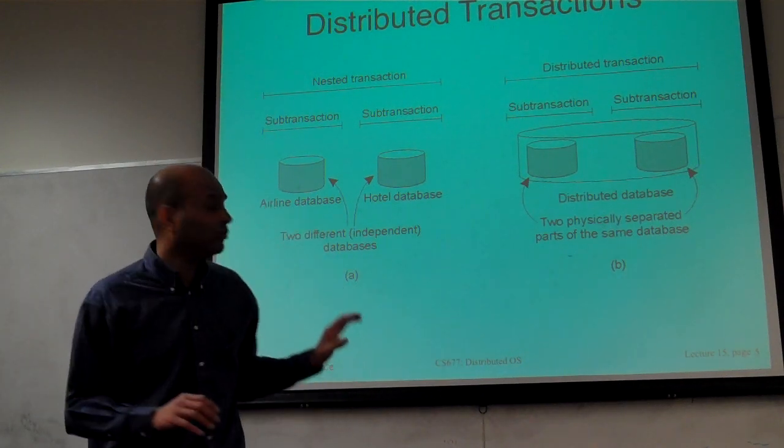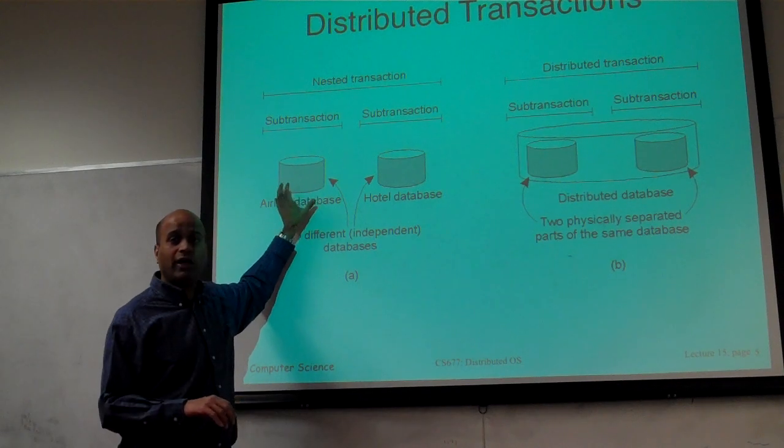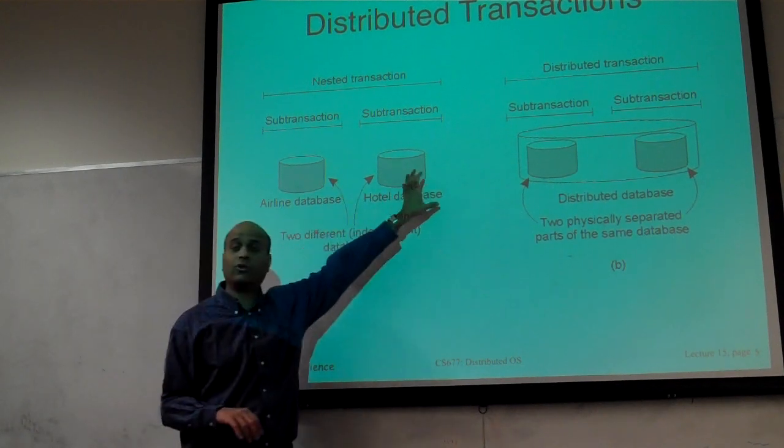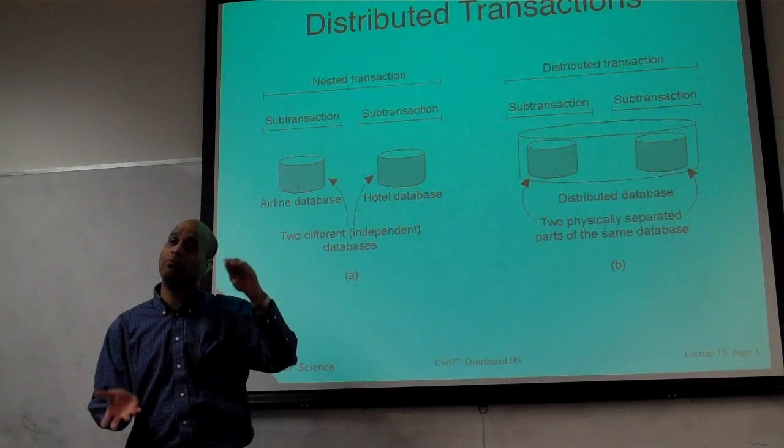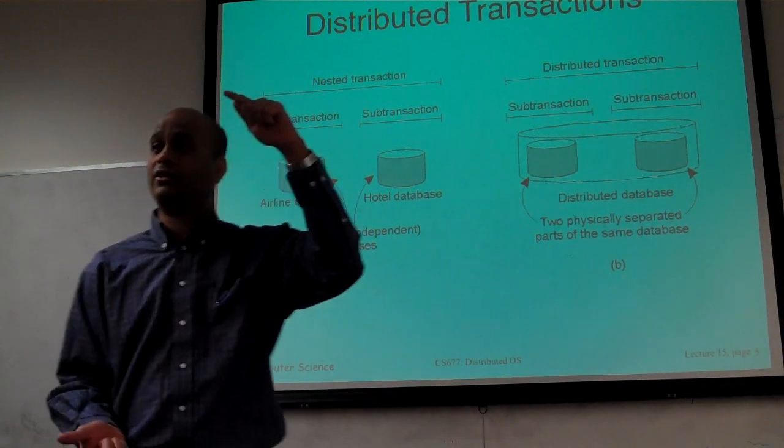If either of those 2 don't happen, then you want to abort the whole transaction. The way you will do this is you will do the airline booking as one transaction, the hotel booking as another transaction, and you will wrap both of those transactions in another bigger transaction.